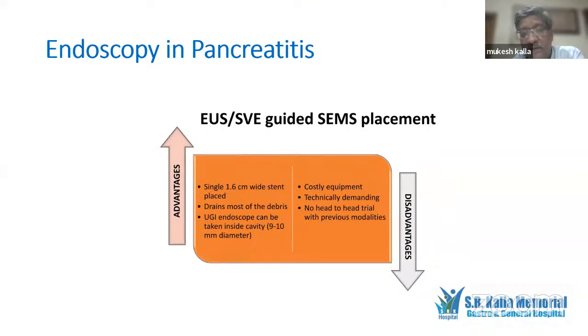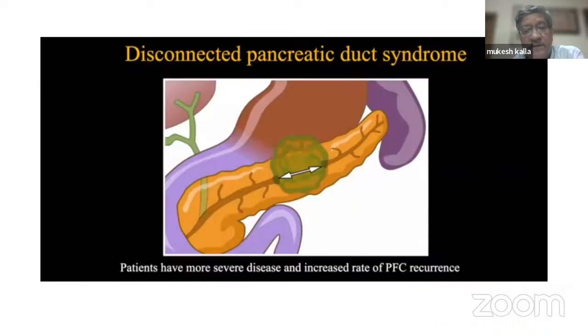Now, about data, the advantages with the LAMS are that a 1.6 centimeter wide stent is available, it drains most of the debris, and you can go with an upper GI endoscope repeatedly. The disadvantages are costly equipment, it is technically demanding, and unfortunately not much data is available as of now.